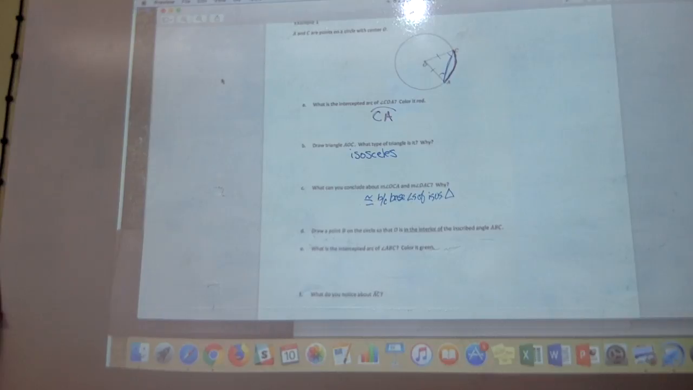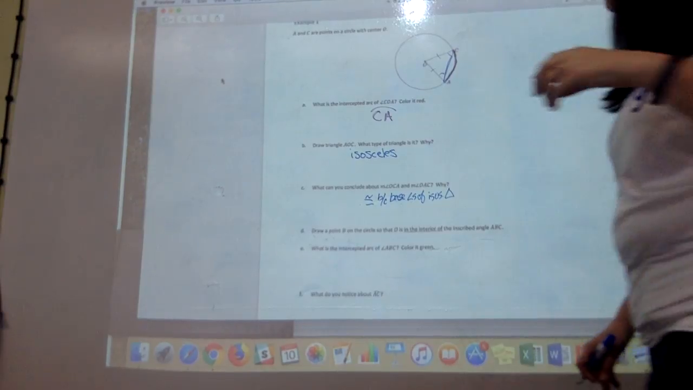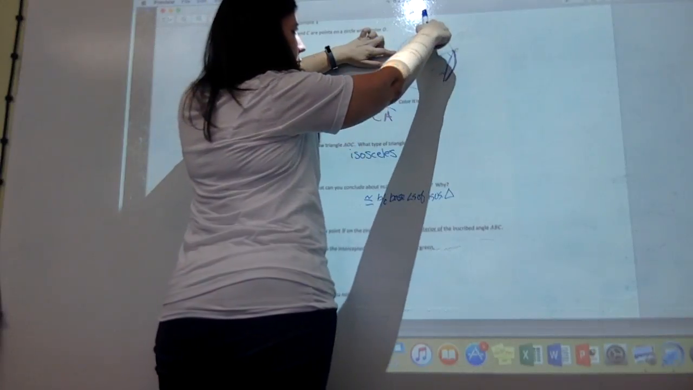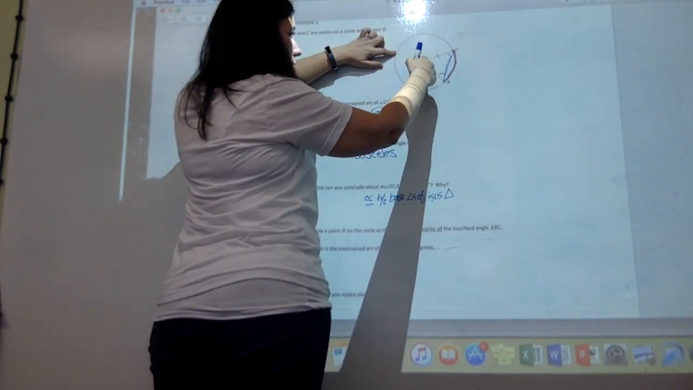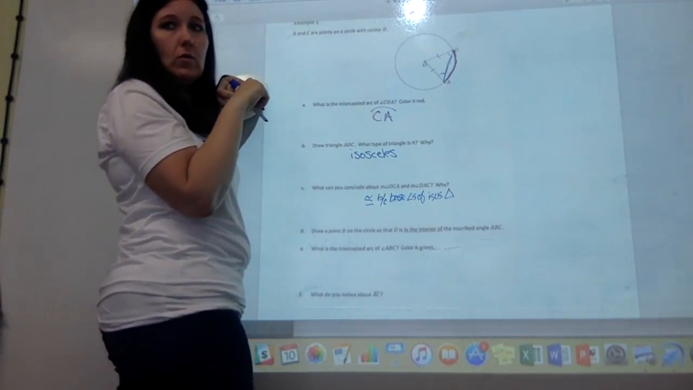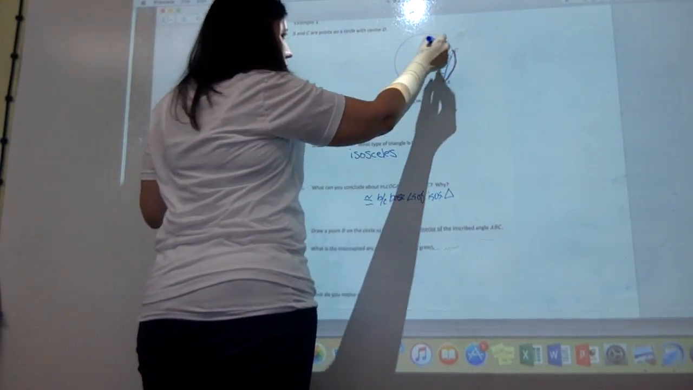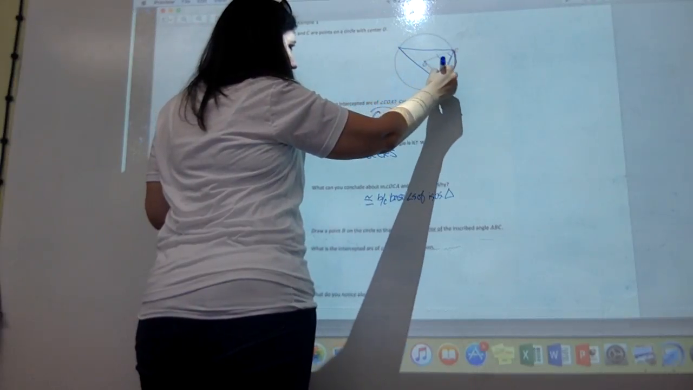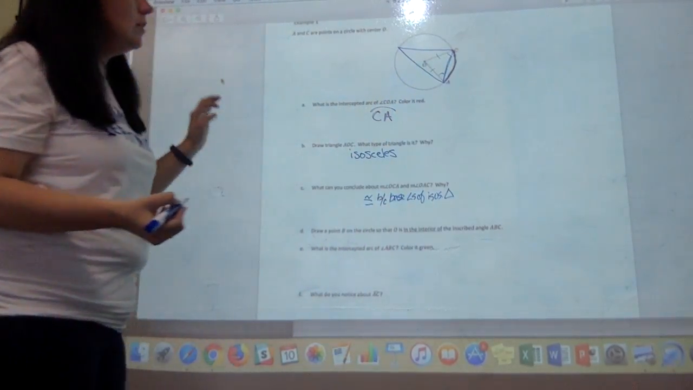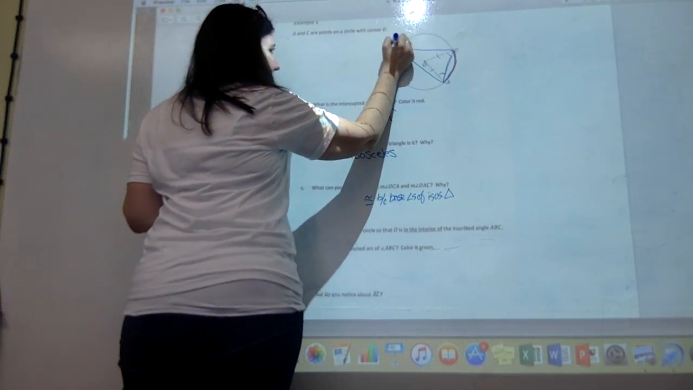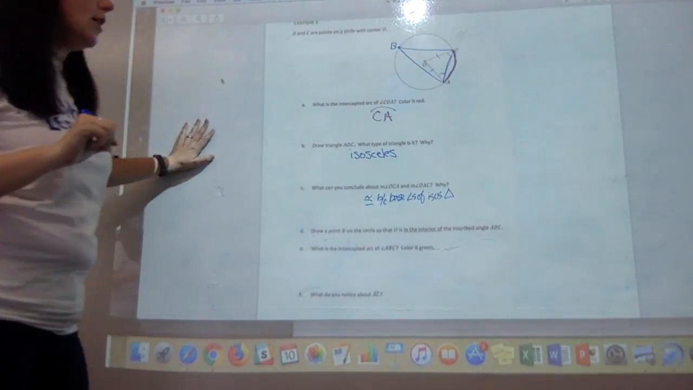Okay, so now I'm going to draw point B on the circle, so that way it's on the inside. I don't want to put it over here because last time O was on part of our inscribed angle, right? So I'm going to put it in the middle. Not necessarily out there. I want O to be inside my inscribed angle.